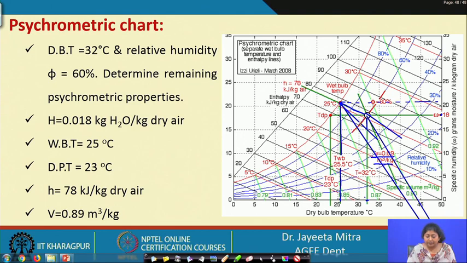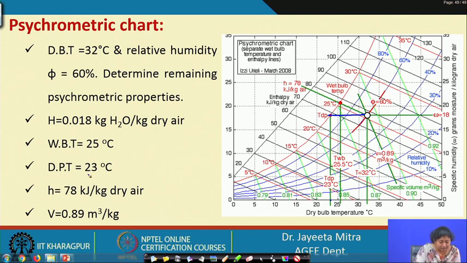So, what is dew point temperature? If we do not increase the humidity of that air, but that air becomes saturated with the moisture present in it, then what we can do? We should lower the temperature of it, okay, with the constant specific humidity, and then when it reaches the 100% saturation, then we can draw a vertical line to find what is the temperature. So, this temperature is coming 23 degree Celsius.